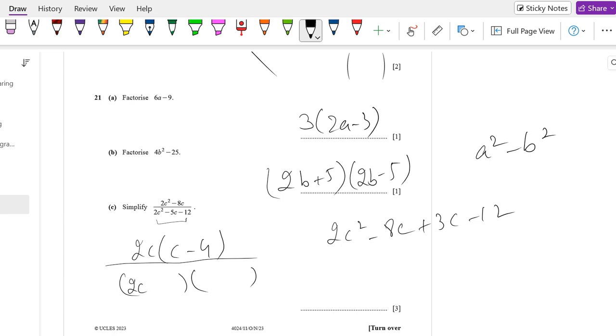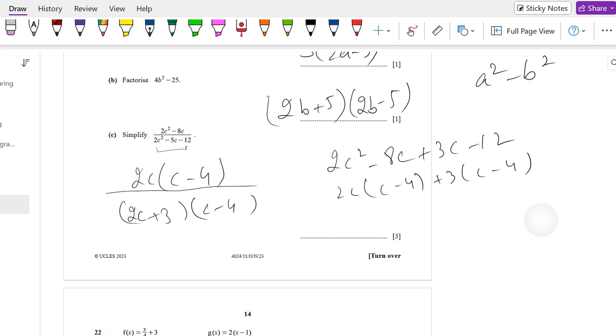So it will be 2c, c minus 4 and plus 3. So this could be cancelled out. Your answer would be 2c plus 3.